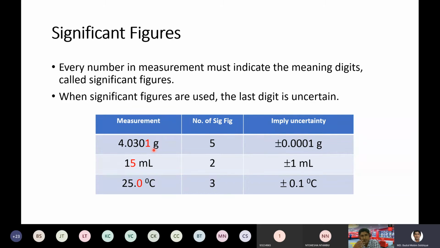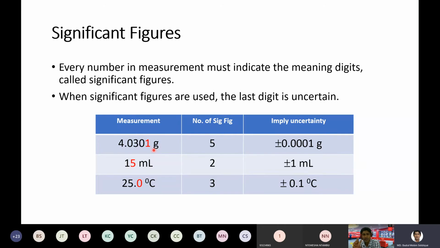Like, what is an expensive thing I can think of now? Gold. Say I am giving you 4.0301 gram of gold, and I am taking it back. I want it to be 4.0301 gram, because gold is expensive. I don't want it to be just 4 gram. If I take just 4 gram, I am losing 0.0301 gram. Or if I take 4.030 gram, that means I am losing 0.0001 gram.